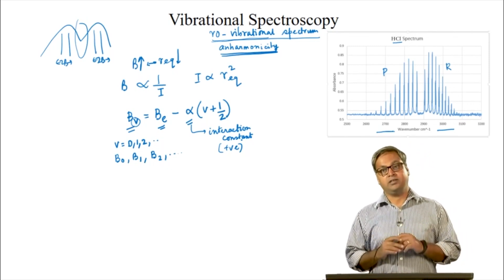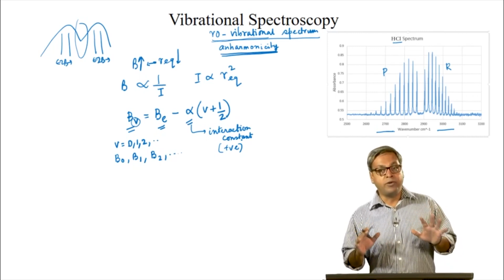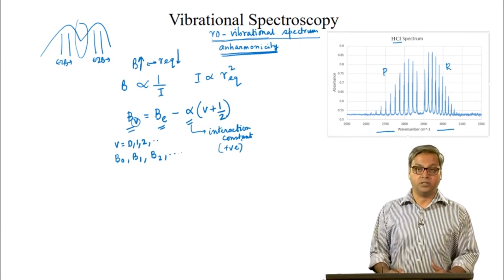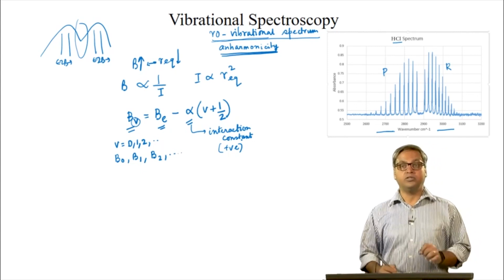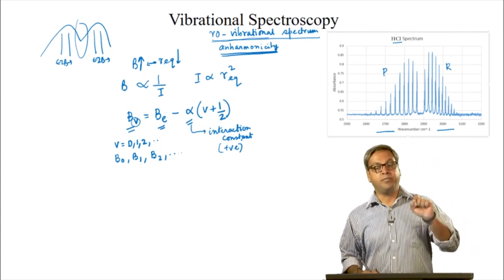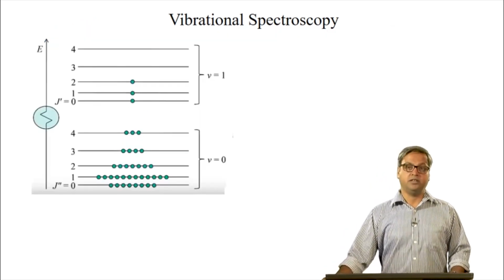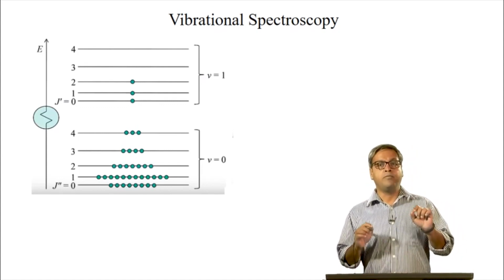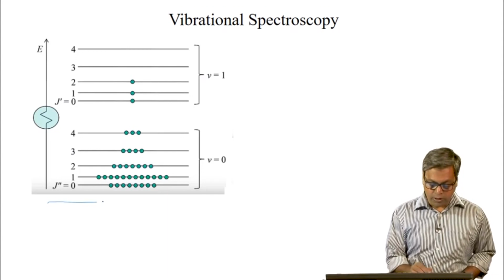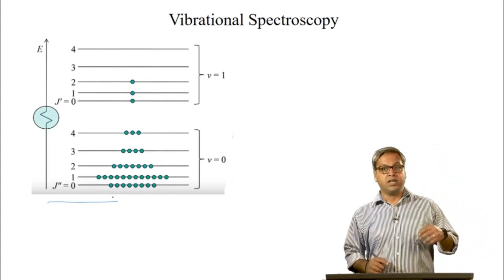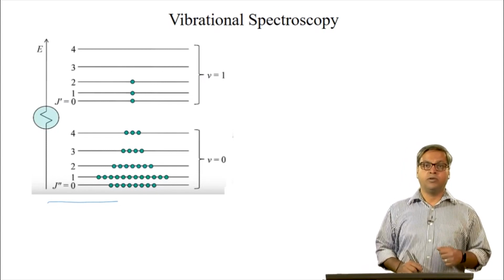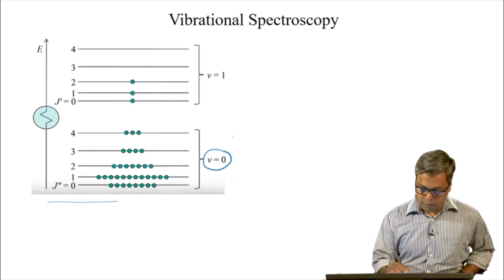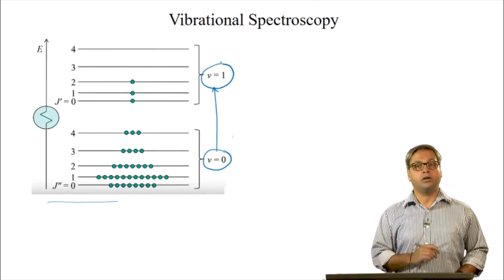Let us rewrite the total ro-vibrational energy as the sum of the vibrational energy and rotational energy, but this time we will use the rotational constant that is dependent on the vibrational state. Let us look into the ro-vibrational energy levels once again. These energy levels are associated with the fundamental band. That means we are talking about a transition from v equals 0 to v equals 1.